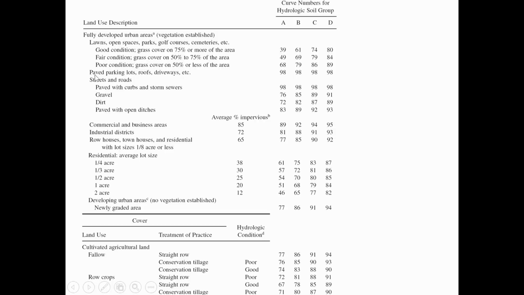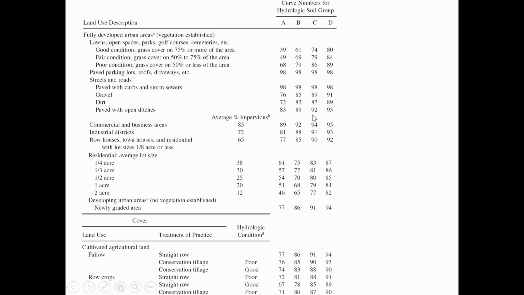So the first thing that jumps out to me is paved parking lots, roofs, driveways. And what it says is, even if you have sandy soil, your curve number should be a 98 if the land use is a paved parking lot. It's going to be a 98 for sandy soil or a 98 for clay soil. And the reason there is that the surface itself is completely impervious, and so it doesn't matter what's underneath it.